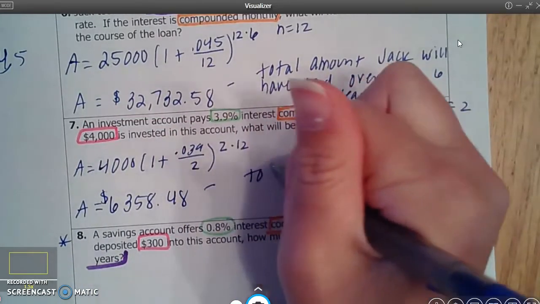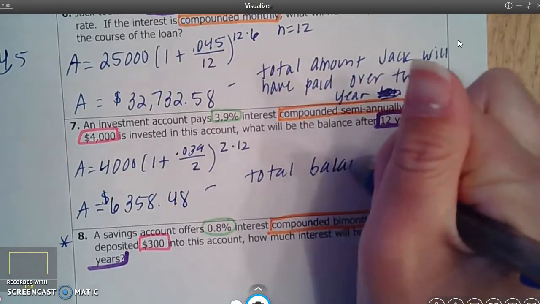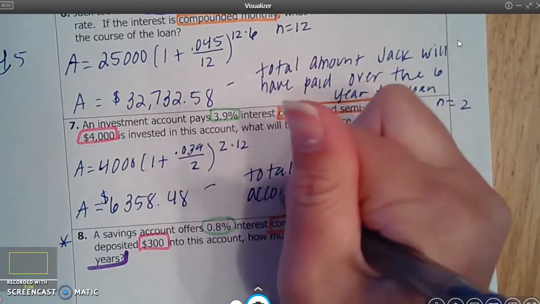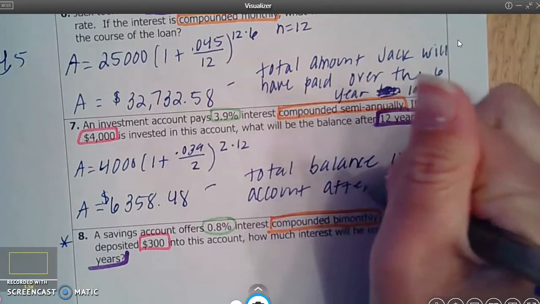$6,358.48. So this will be my total balance in the account after 12 years.